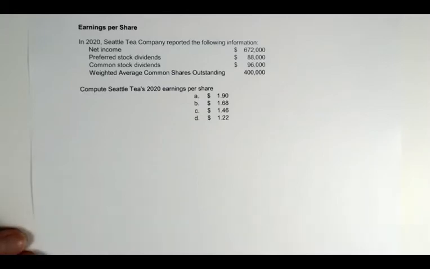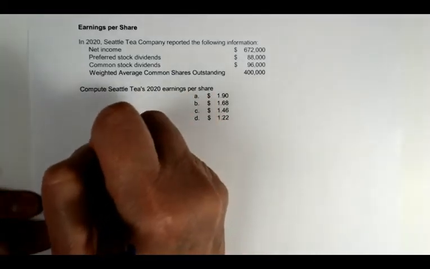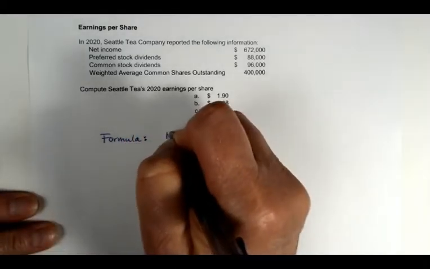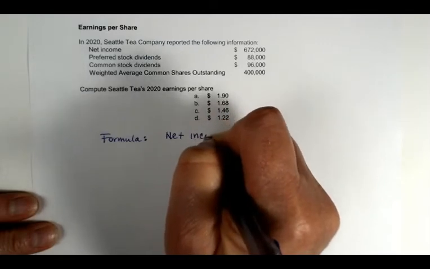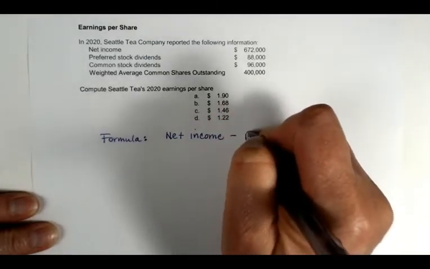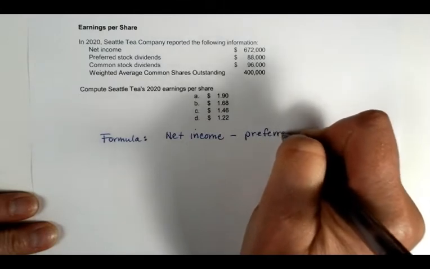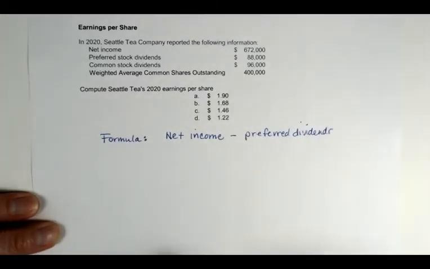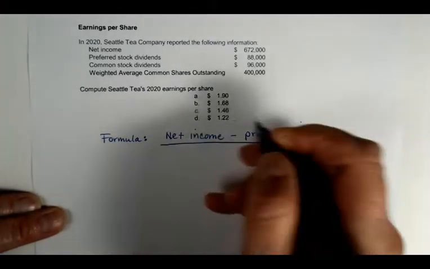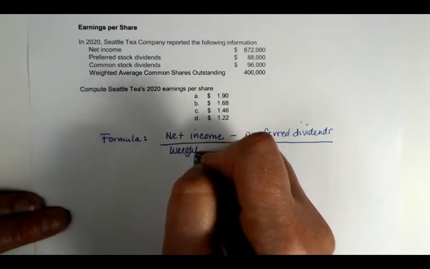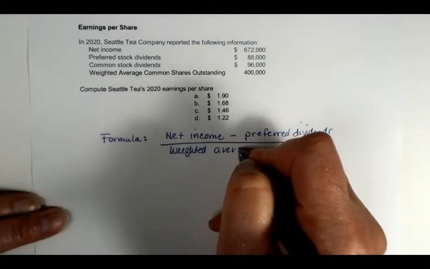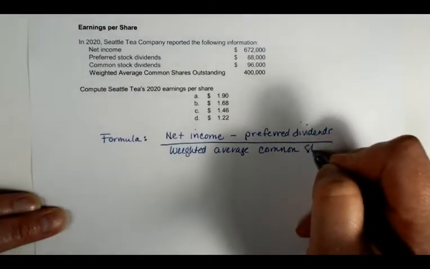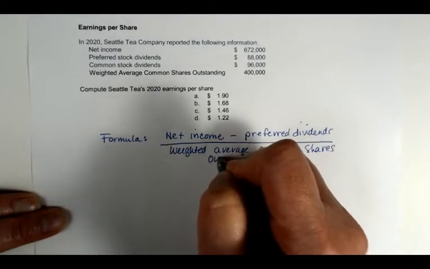All right, so we have to calculate it out. So here's our formula. Is our net income minus our preferred dividends. Okay, and that is divided by our weighted average common shares outstanding.